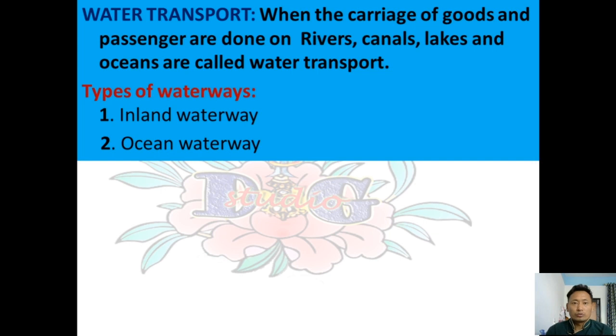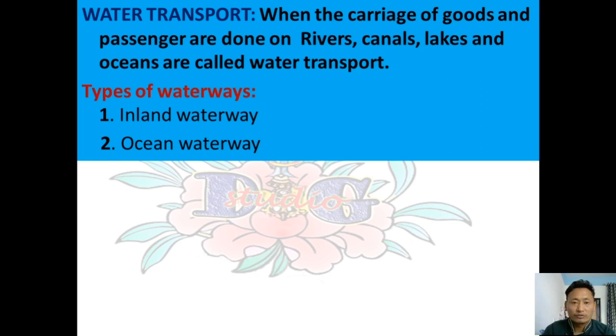So we have finished roadways and railways. Now next we are going to learn about water transport. So what is meant by water transport? Water transport means when the carriage of goods and passengers is done on water bodies such as rivers, lakes, canals and oceans. These are called water transport.